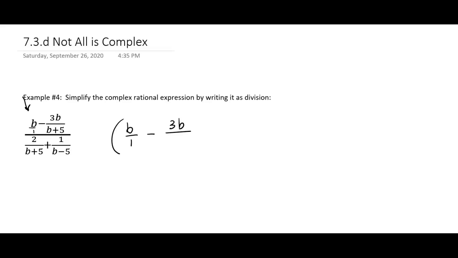We're going to write it as division. So b over 1 minus 3b over b plus 5, divided by, and the other one is 2 over b plus 5 plus 1 over b minus 5.